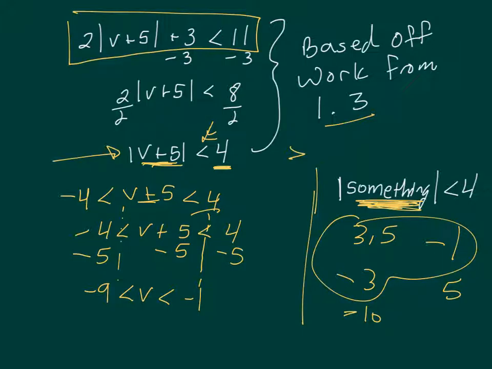Putting our answer in interval notation, we're going to see that it's going to be -9 through -1. Don't include the -9. Don't include the -1.